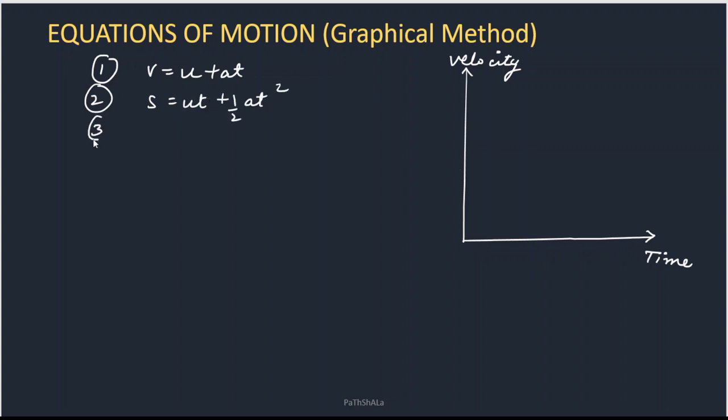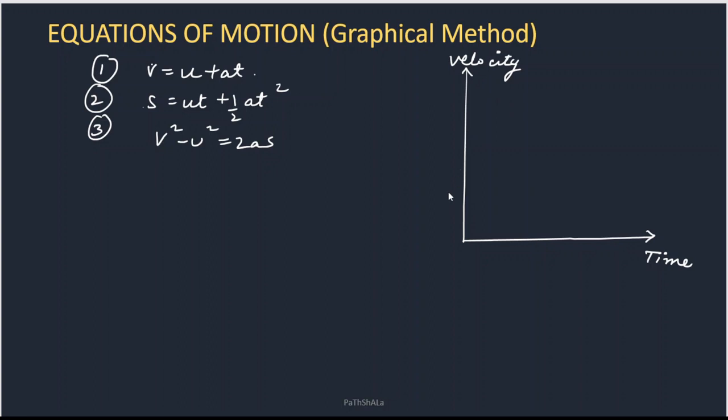And the third one is v square minus u square equals 2as, where u is the initial velocity, v is the final velocity, a is the acceleration, t is the time taken, and s is the distance traveled by the object. So how will we derive these equations graphically? Let us consider an object which is moving with uniform acceleration.